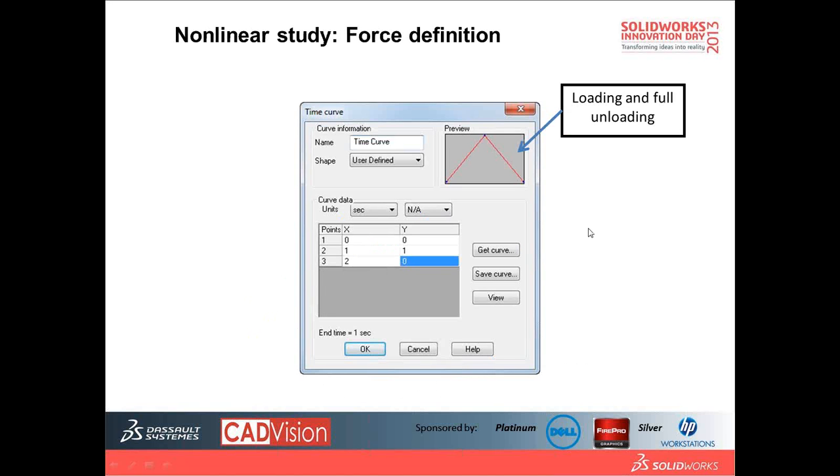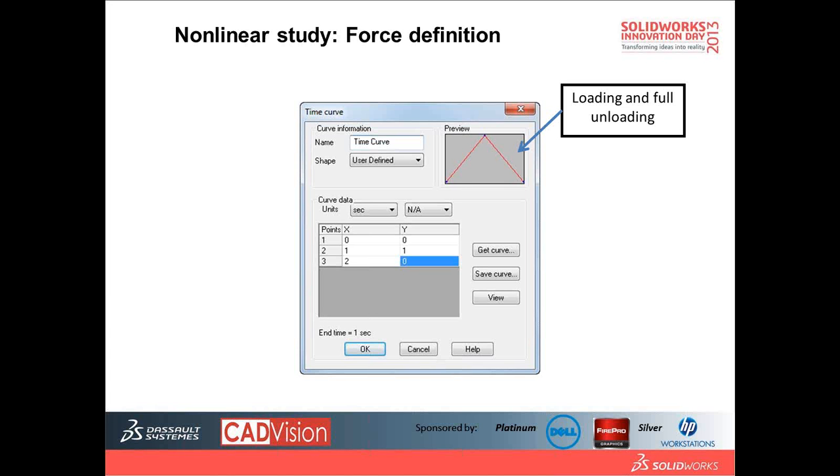If we put the same thing in nonlinear analysis, we can actually make some changes. This is how we define the force. This is one additional time curve for the force. Right? We can do a little bit further investigation to see more scenarios.